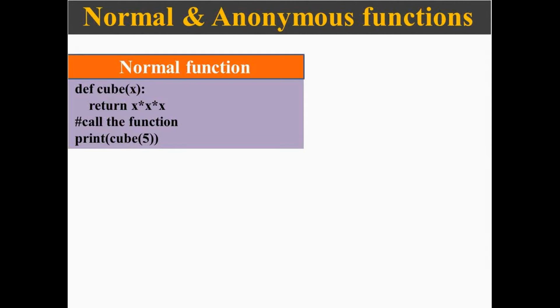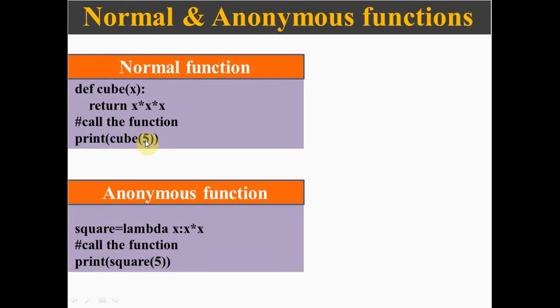Now let's see the difference between the normal and anonymous function. In the normal function, we must use the keyword def, function name and then pass the argument within parentheses, and you can have one or more statements within the function, and it can have a return statement or you can just have a print statement also. And we have to call the function by using the function name and passing the argument. Whereas in anonymous function, we do not use any function name. You can just create it by using the keyword lambda, then the argument and then the expression. You can store it in a variable and you can call the function by using that variable and passing the argument within it. So that's the difference between normal and anonymous function.